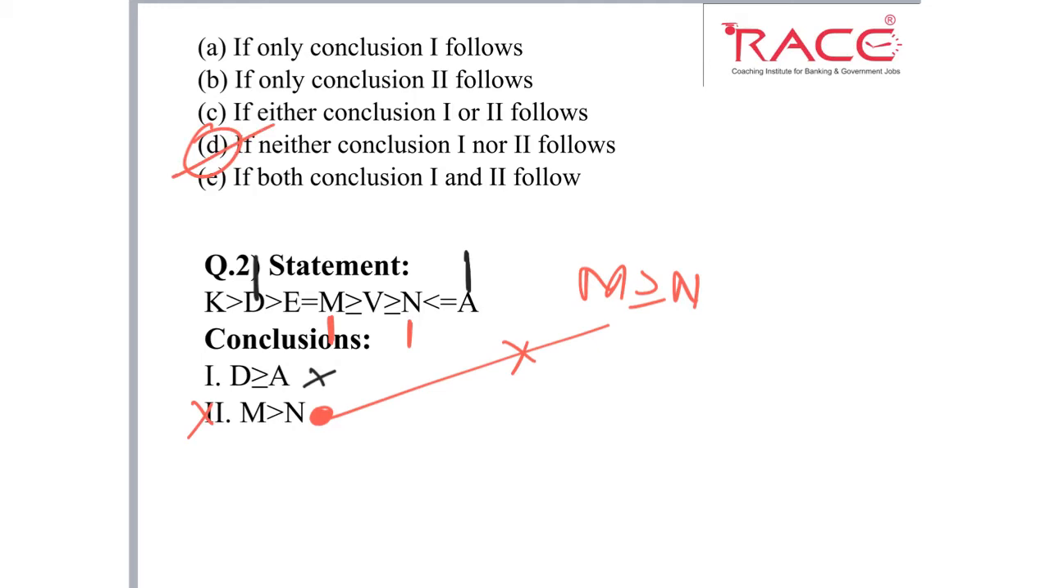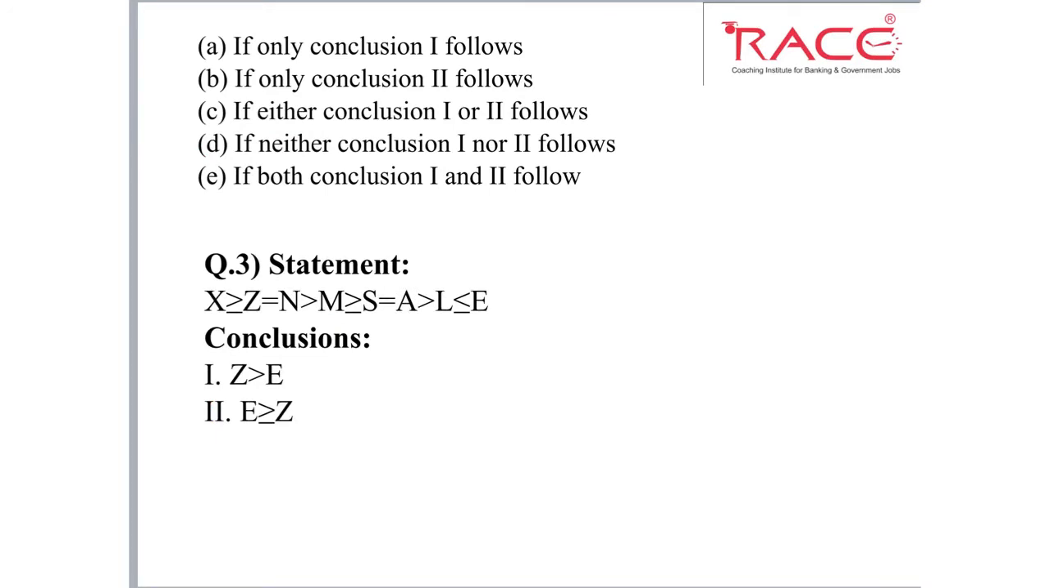So let's move on to our third question. So this is our third question. So students, just try to solve it with me. So first conclusion, Z greater than E. So find out where is Z. So here we have Z and here we have E.